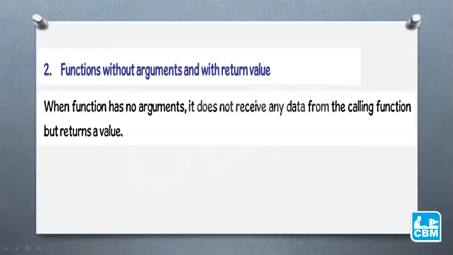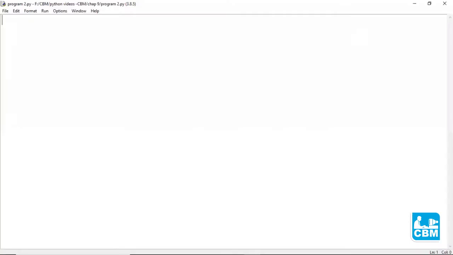Functions without arguments and with return value do not receive any data when they are called, but these functions return a certain value. Let's write a program to perform addition of two numbers without arguments, but this function will return a certain value.